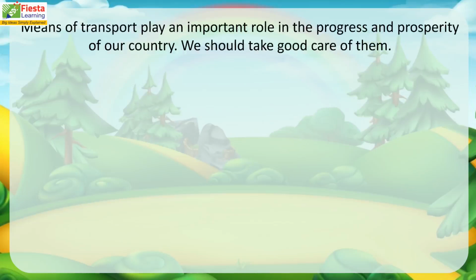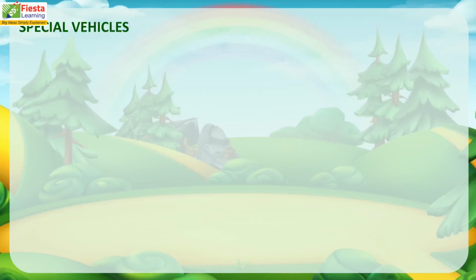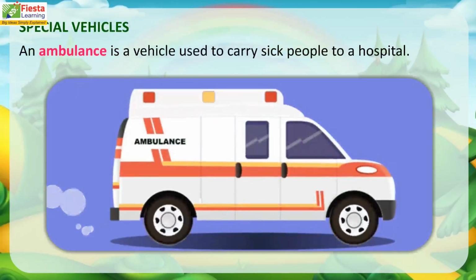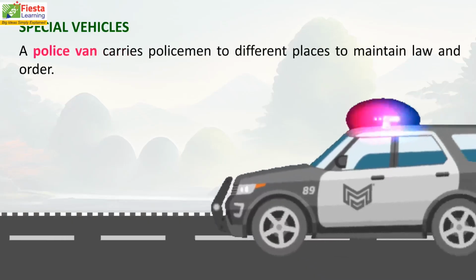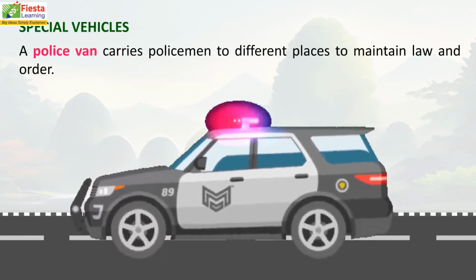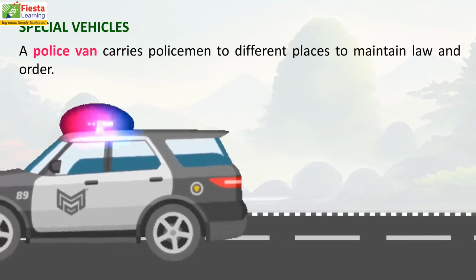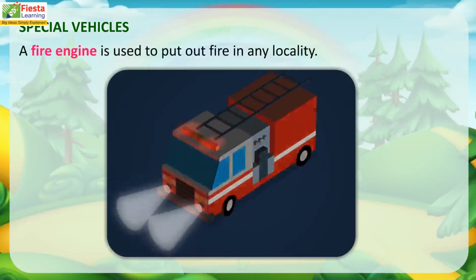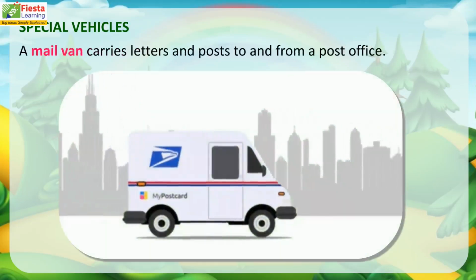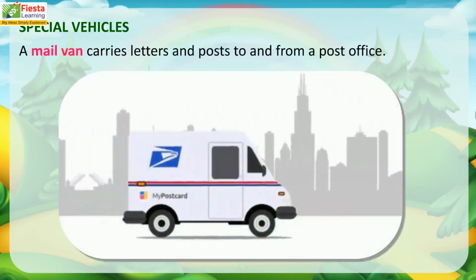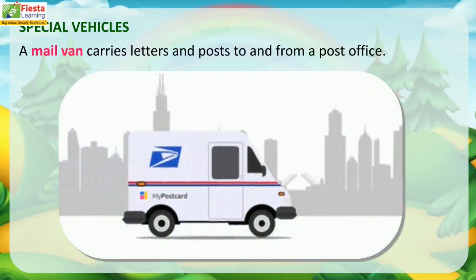Means of transport play an important role in the progress and prosperity of our country. We should take good care of them. Special vehicles. An ambulance is a vehicle used to carry sick people to a hospital. A police van carries policemen to different places to maintain law and order. A fire engine is used to put out fire in any locality. A mail van carries letters and post to and from a post office.